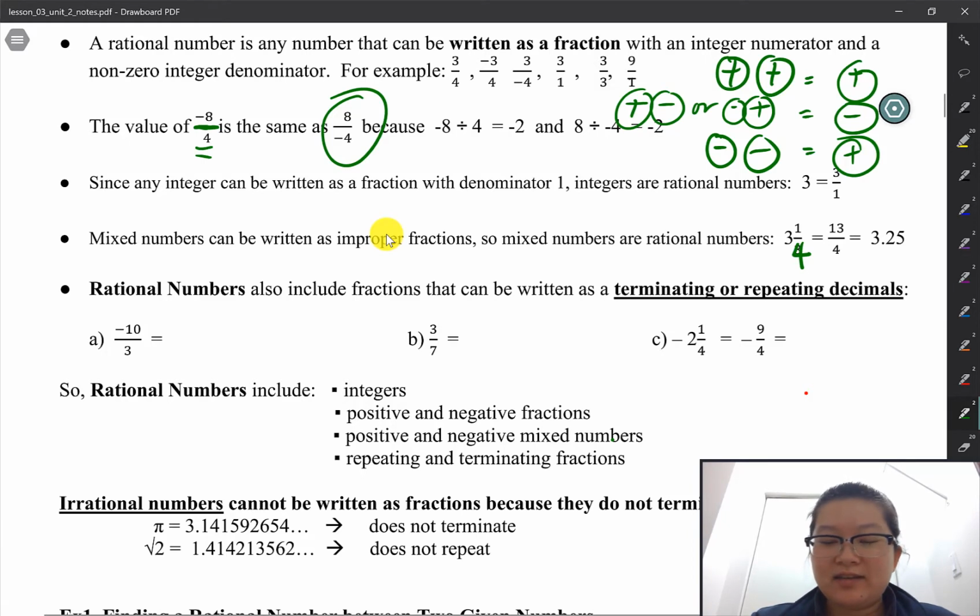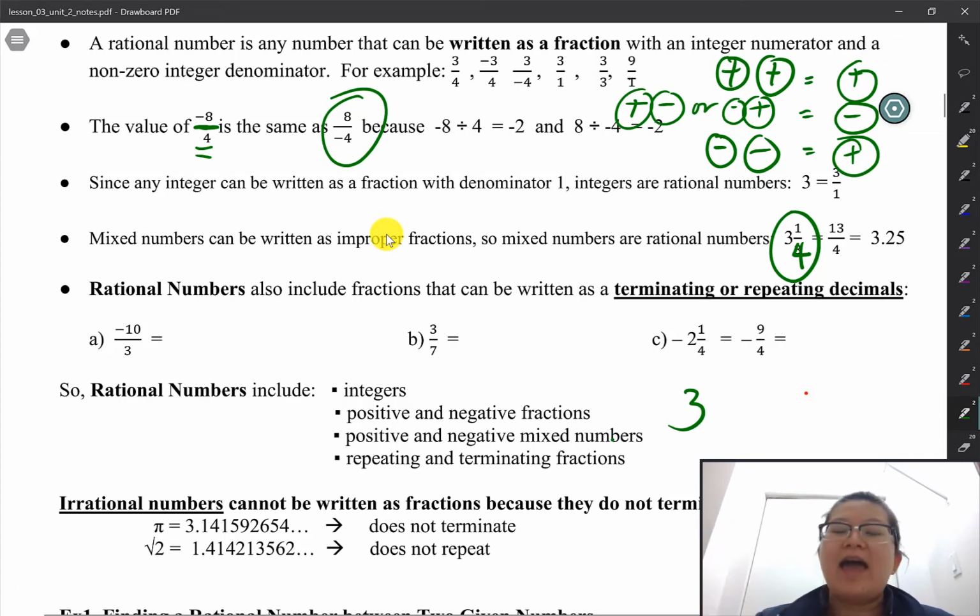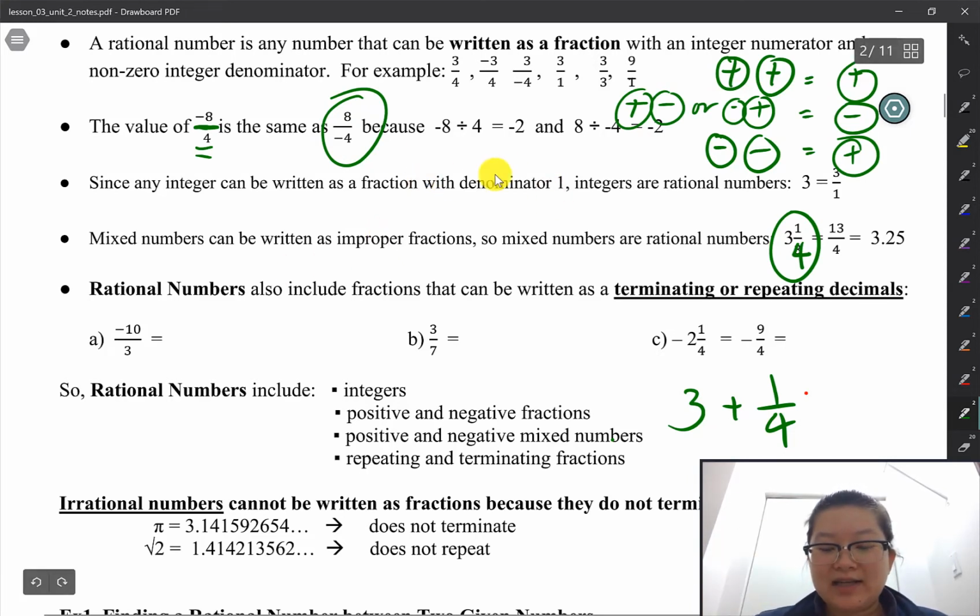This is 3. Think of this whole number as 3 whole objects, pizzas, apples, whatever it is, and another quarter of it. So if you think about it, it's actually just 3 plus a quarter. That 3 in front is just representing the whole number, and then the fraction is just whatever is left over. So that is 3 and a quarter.